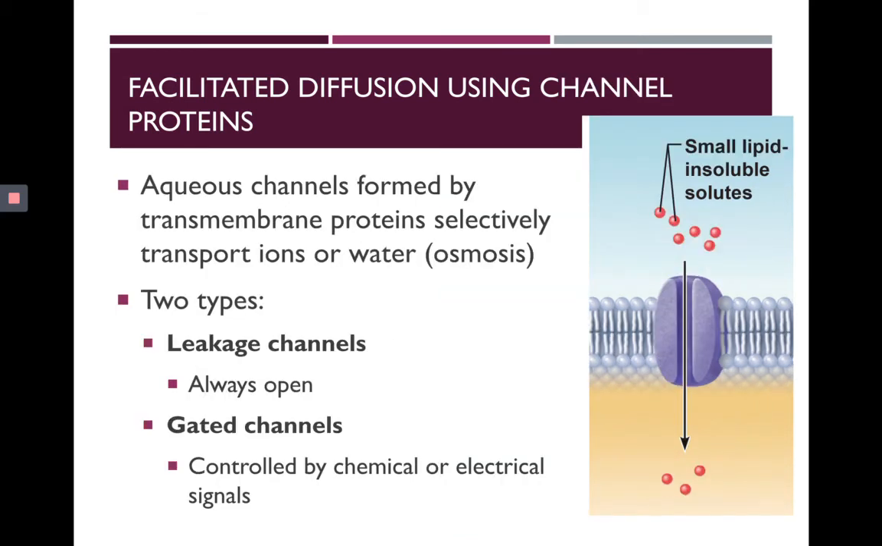So again, our channels are not going to be specific. Leakage channels are always open. You do have some that are gated, and we see those in the nervous system. And they're usually controlled by chemical or electrical signals. Some of these channels are actually called aquaporins, and they're going to be channels that are able to move water, sometimes ions, but if you move water through a channel, that's called osmosis.